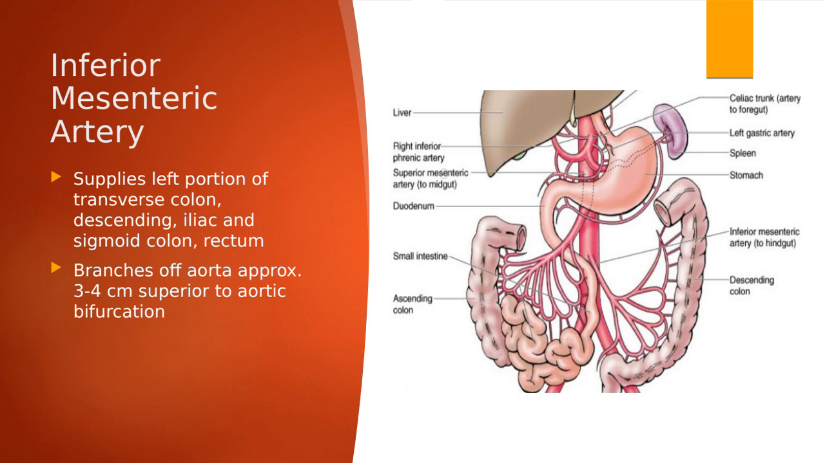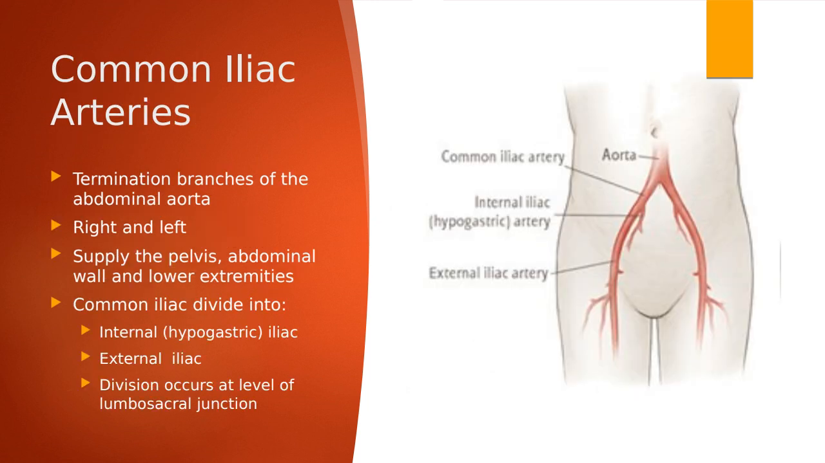And then next we have our common iliac arteries. Like we said, this is going to be our aortic bifurcation. Each one is going to respectively go down each leg. These are technically terminal branches of the aorta. We do have a right and a left. Common iliac artery is going to be responsible for supplying the legs, but also the pelvis and the abdominal wall.